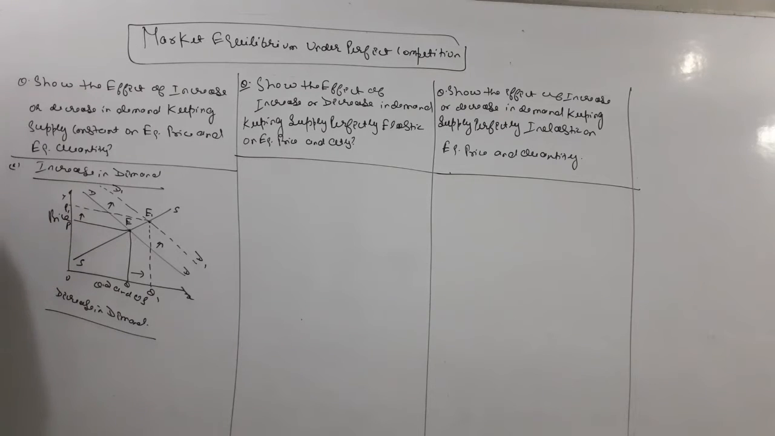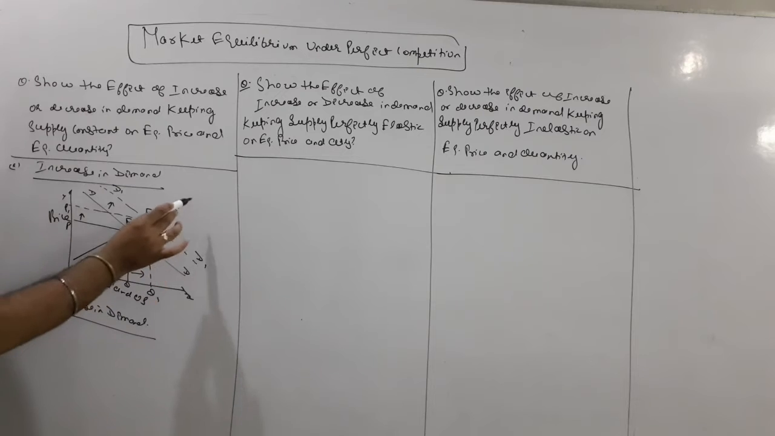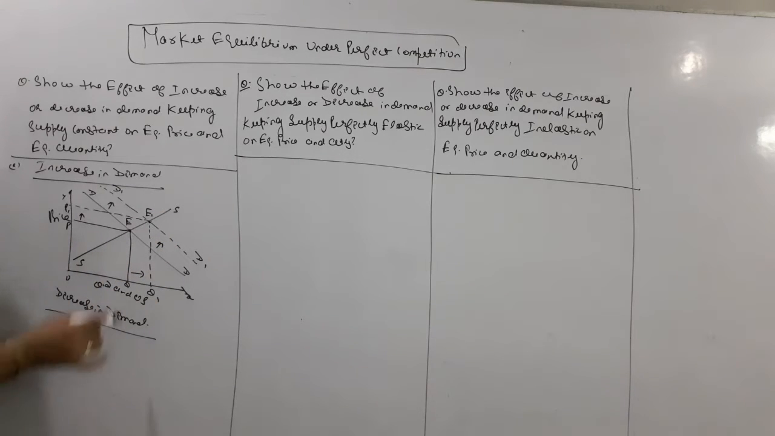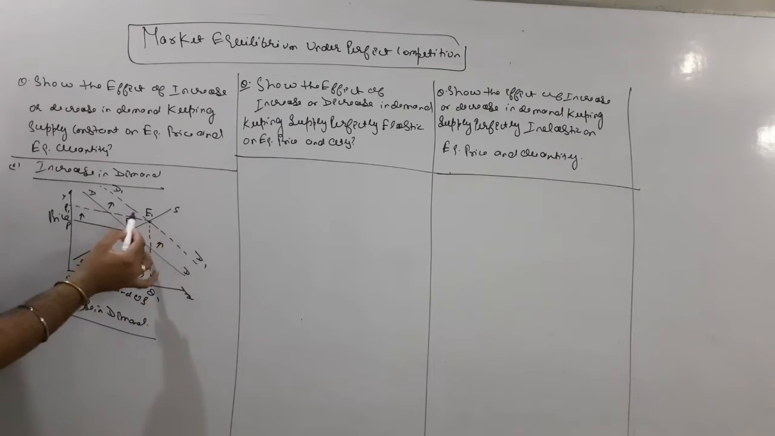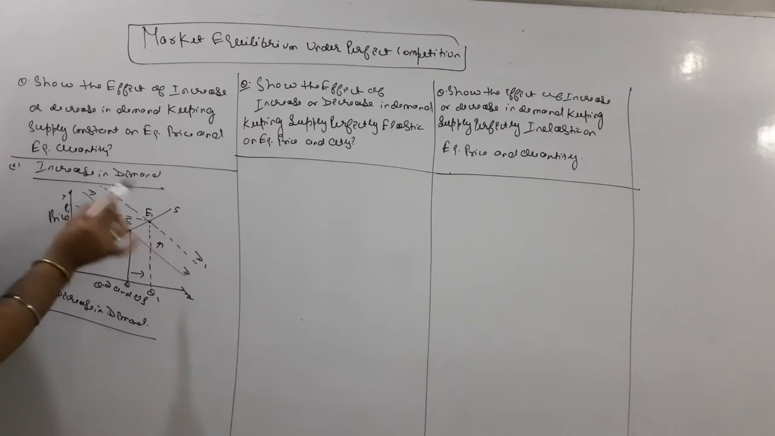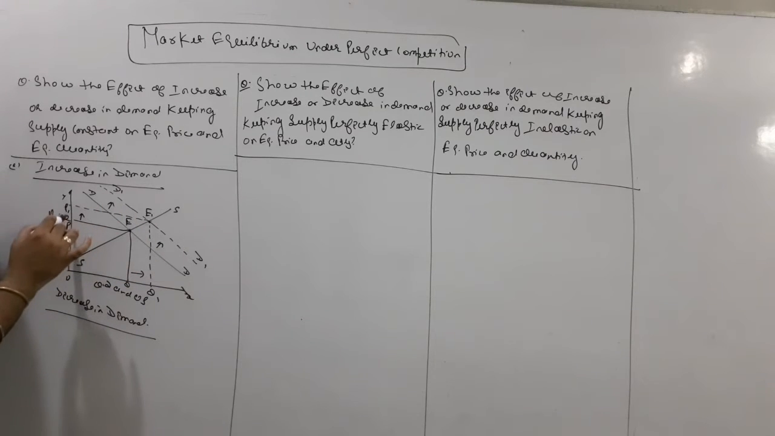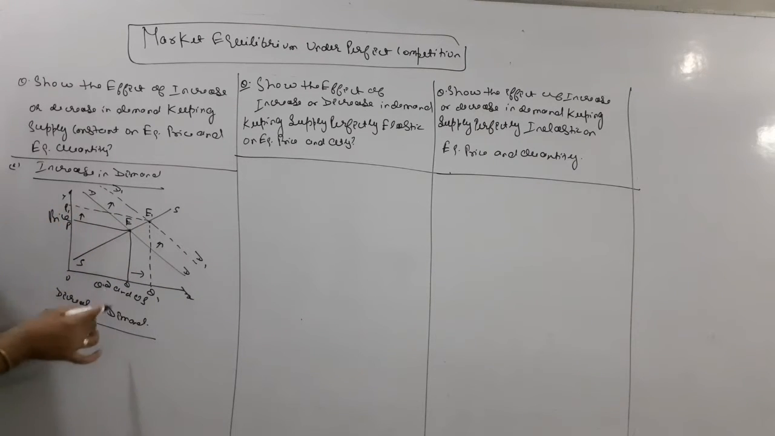So how to explain this situation? We need to explain the previous diagram: DD is the demand curve, SS is the supply curve, E is the point of equilibrium, OP is the equilibrium price, OQ is the equilibrium quantity. When the demand curve shifts to the right due to factors other than price, it takes a rightward shift from DD to D1, D1, where the new equilibrium is formed, that is E1, at which equilibrium price increases from OP to OP1 and equilibrium quantity increases from OQ to OQ1.